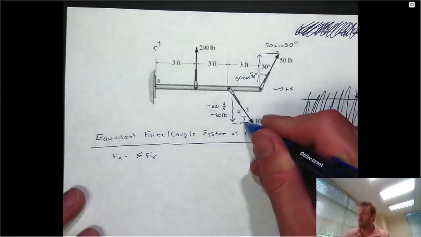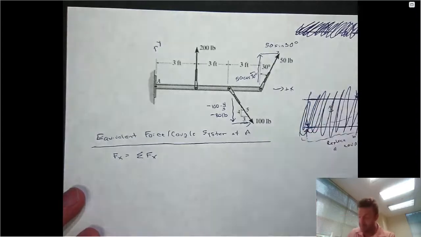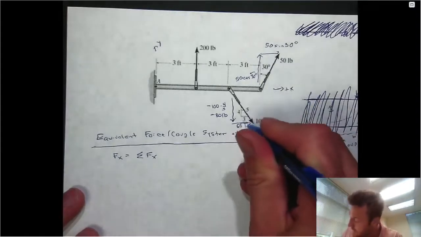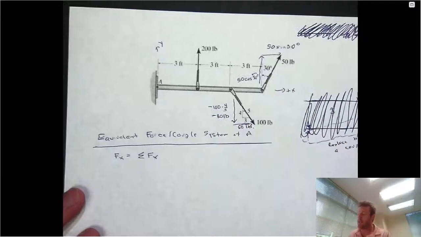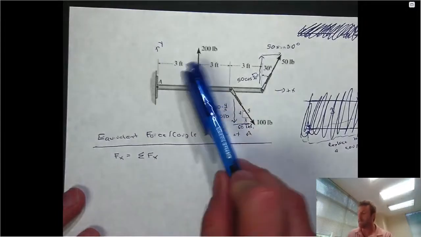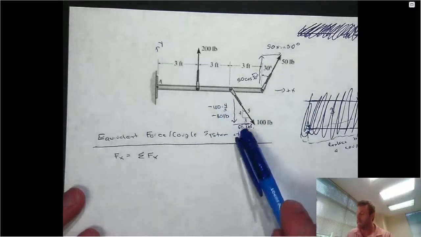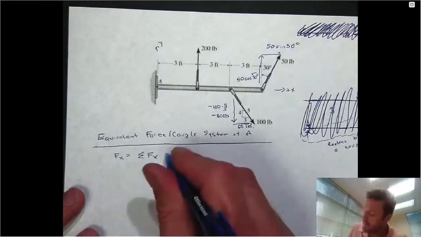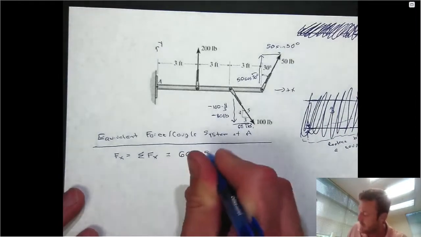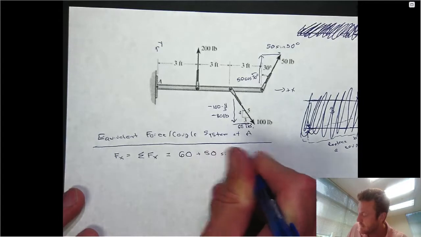That angle in the equivalent triangle is 3/5 of 100, so that would be 60 pounds. So if I just go through and add the horizontal components of these forces, no horizontal there, I have 60 pounds here, I have 50 sine of 30 there. So this is going to be 60 plus 50 sine of 30.